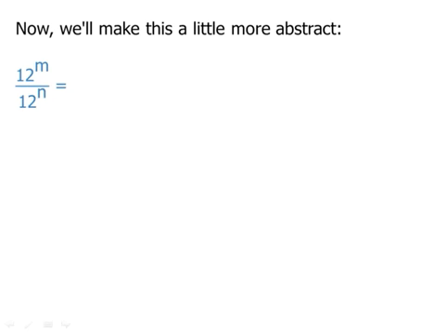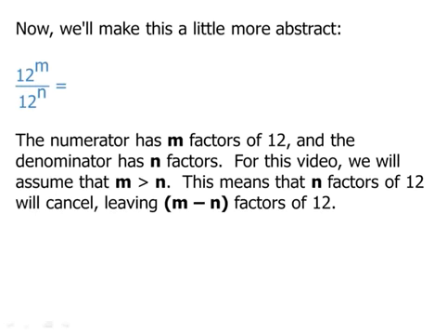We'll make this a little more abstract. 12 to the m over 12 to the n. Well, here we're going to have a fraction, and in the numerator of the fraction, we have m factors of 12. In the denominator, we have n factors of 12. And we're going to assume that m is greater than n, at least in this video.